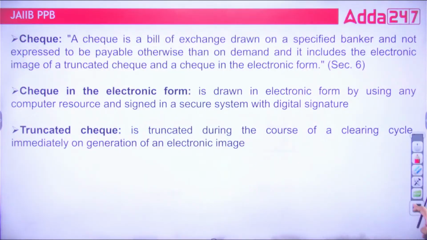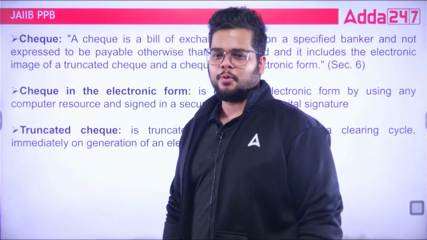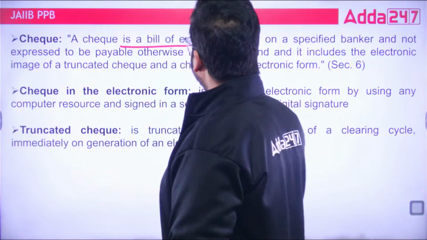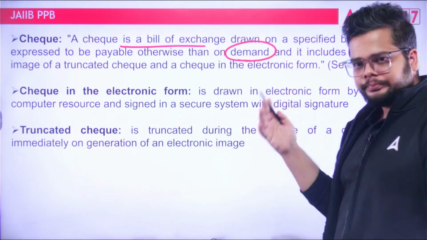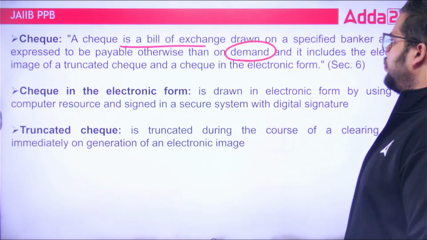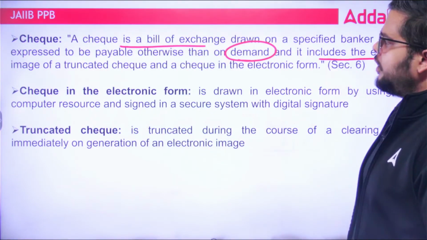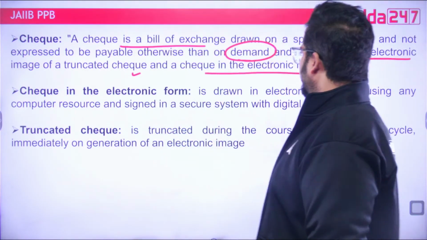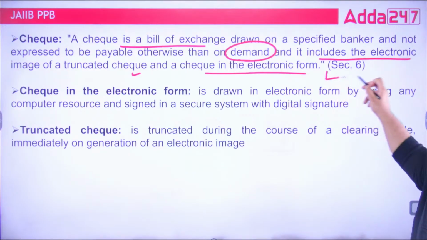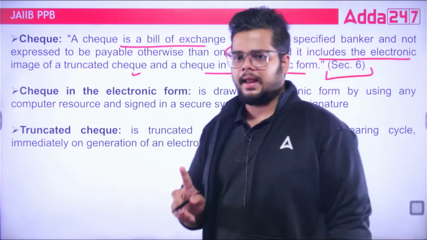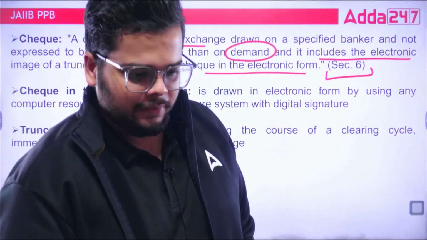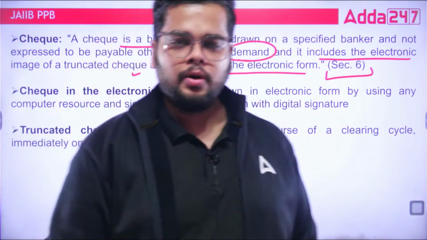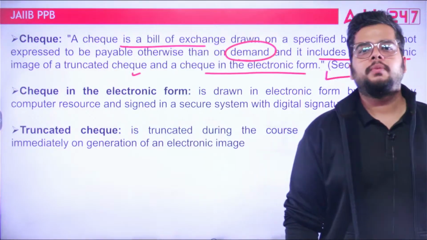So, check, everybody knows, being bankers you deal in checks mostly on a daily basis. A check is a bill of exchange drawn on a specified banker and not expressed to be payable otherwise than on demand. Definitely, it is a demand note, I would say, and it includes the electronic image of a truncated check and the check in electronic form, mentioned specifically in section 6 of the NIA 1881. For all of you who have any kind of doubt, you can just ask me in the live chat, and if you are watching this in a recorded format, do let me know your doubts in the comment section.